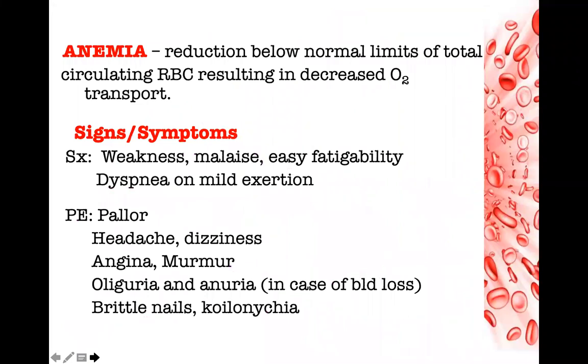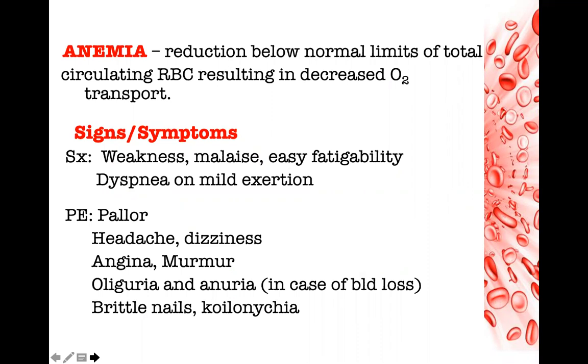So anemia is defined as the reduction below normal limits of the total circulating RBC, resulting in decreased oxygen transport. Signs and symptoms may be generalized. People may present with weakness, malaise, easy fatigability, dyspnea, and malexertion. So it's quite general. You may see this in any of the diseases.